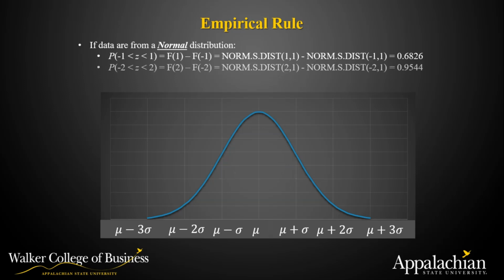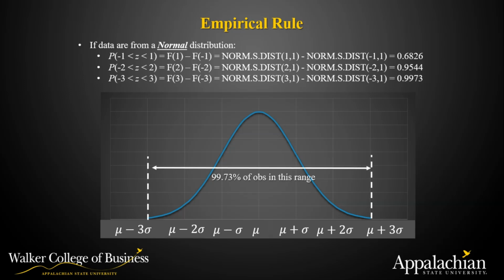You can verify this in Excel by typing in equals norm.s.dist evaluated at 1 minus norm.s.dist evaluated at negative 1. If we go out 2 standard deviations, then 95.44% of the observations should have a standardized value between negative 2 and positive 2, and 99.73% of the observations should have a z-score between negative 3 and positive 3.